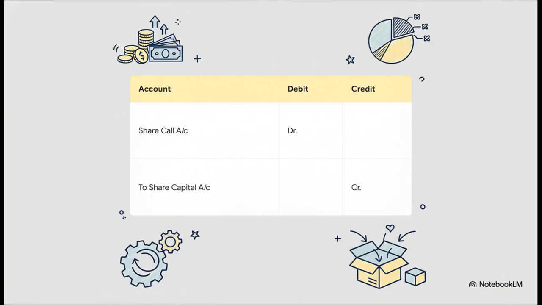Now, the logic for calls is a two-step dance. Remember this. First, we have to make the money due. We say, okay, shareholders, it's time to pay up. To do this, we debit share first call account and we credit share capital. We're just making a record that the money is now supposed to be paid. After this, when the money actually comes into the bank, that's when we'll debit the bank account.